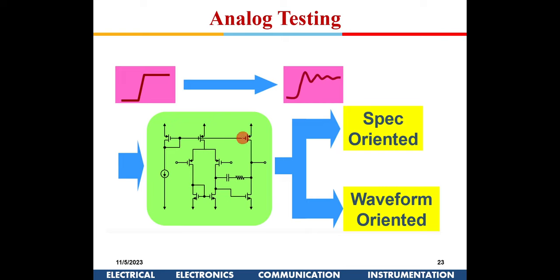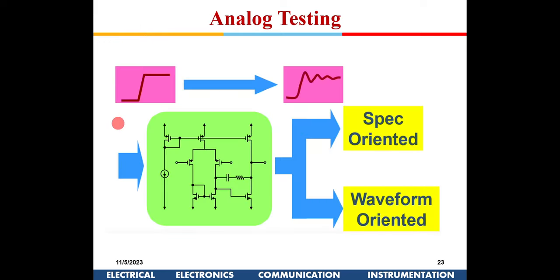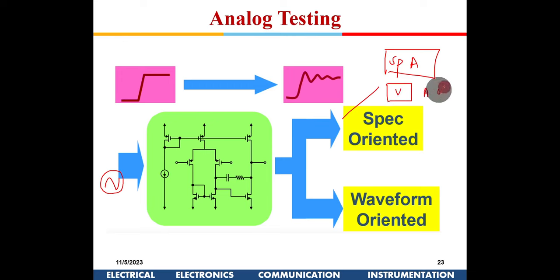So for analog testing, once you give the test vectors, we can do two things at the output. One is to see the results and check whether it is meeting the specs. Suppose I have an input and a waveform, and I am giving some test vectors. I can put a spectrum analyzer here and check the bandwidth available, or check the frequency and the gain, or I could put a voltmeter, an ammeter or an oscilloscope and try to find out whether it meets the specification.